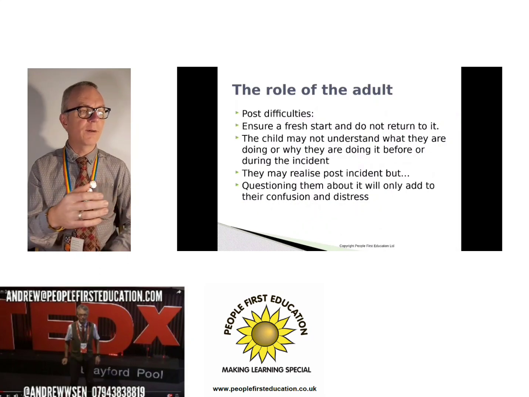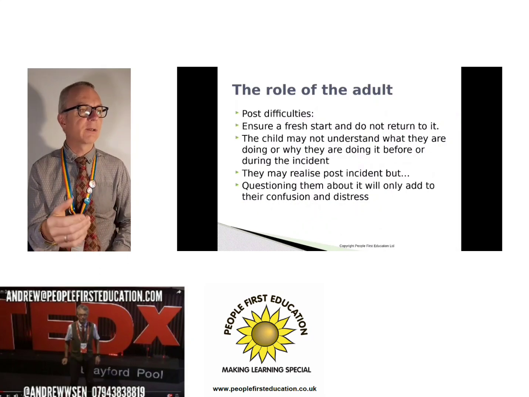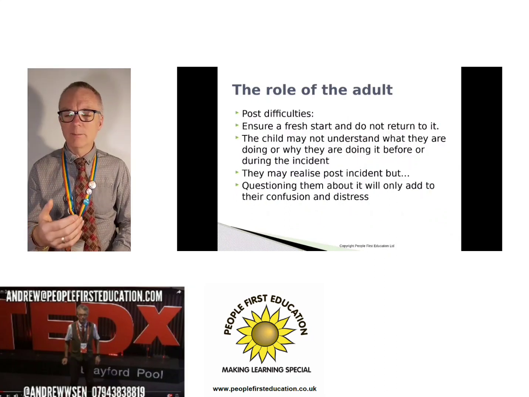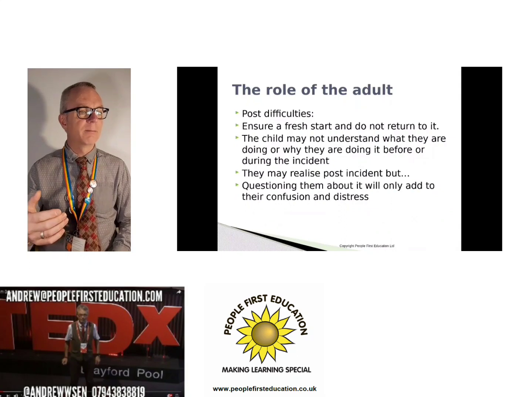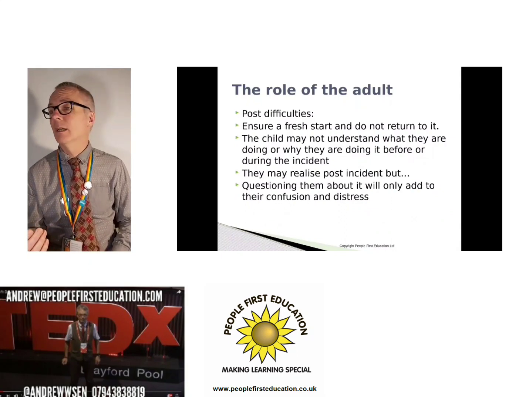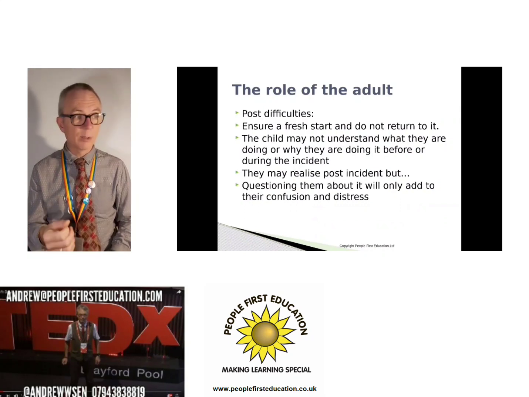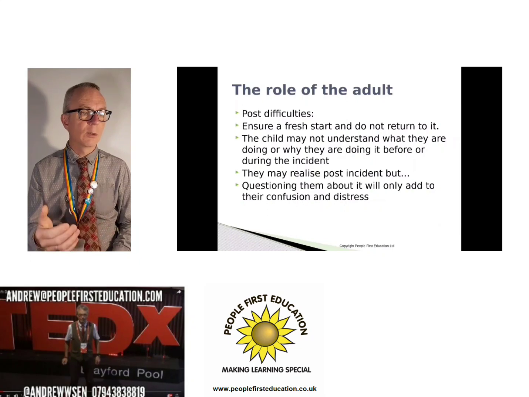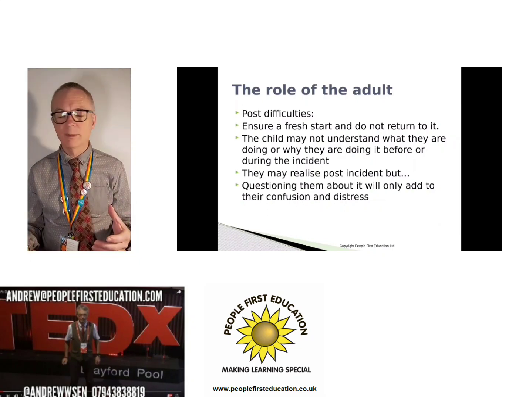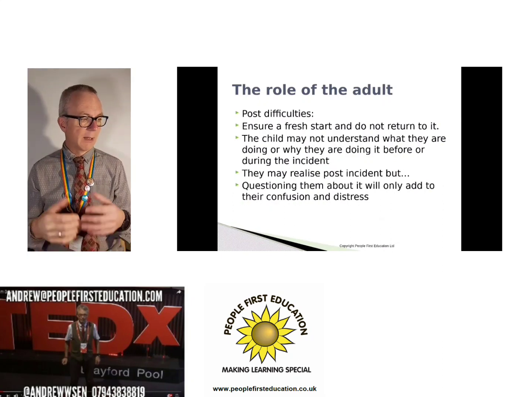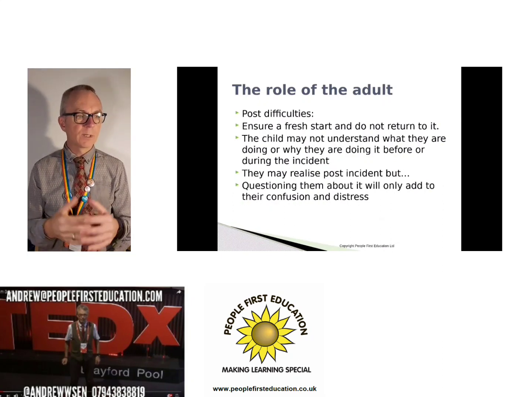And quite often with ADHD, that child may not understand what they're doing and why they've done it before or during the incident. So the other question is, why did you do that? Well, they'll say, I don't know. Trust them. They probably don't know. They may realise afterwards, but questioning them, interrogating them, as I often call it, will only add to their confusion, add to their distress, and make them feel even more uncomfortable.